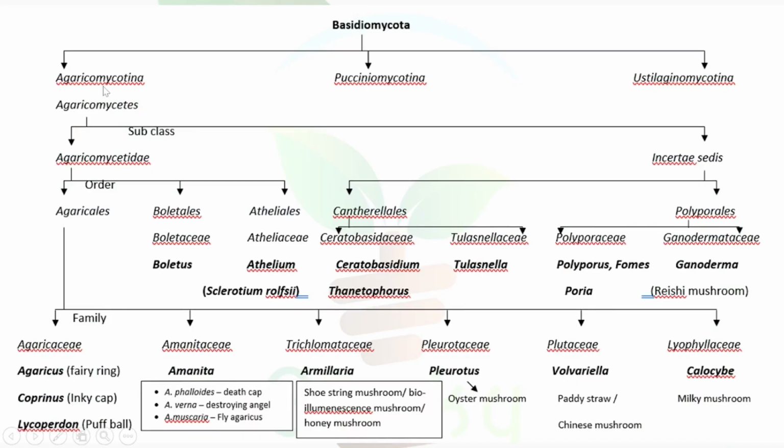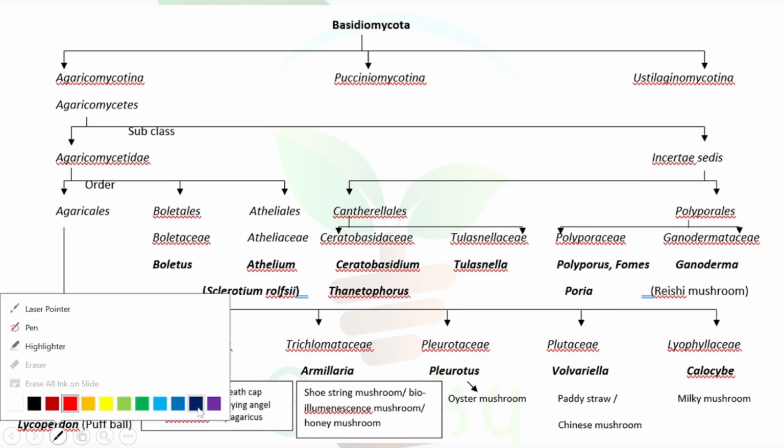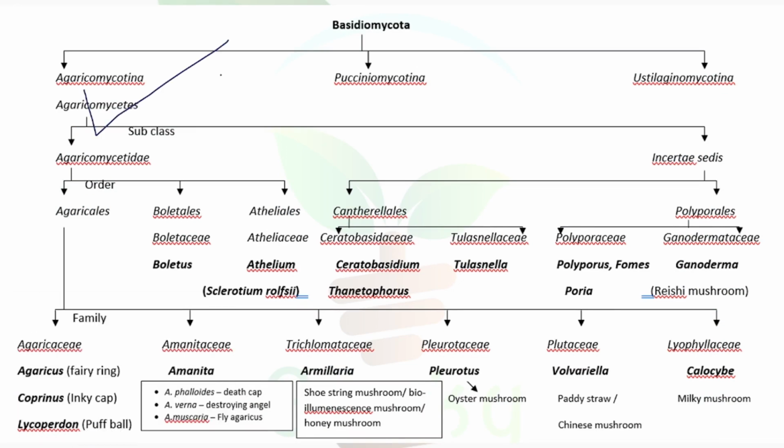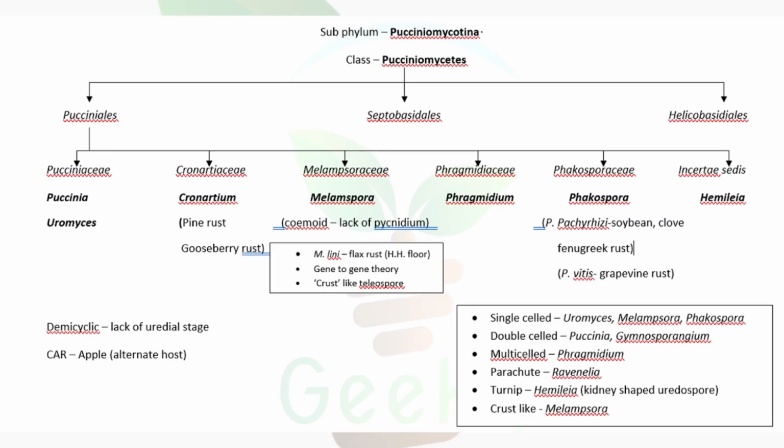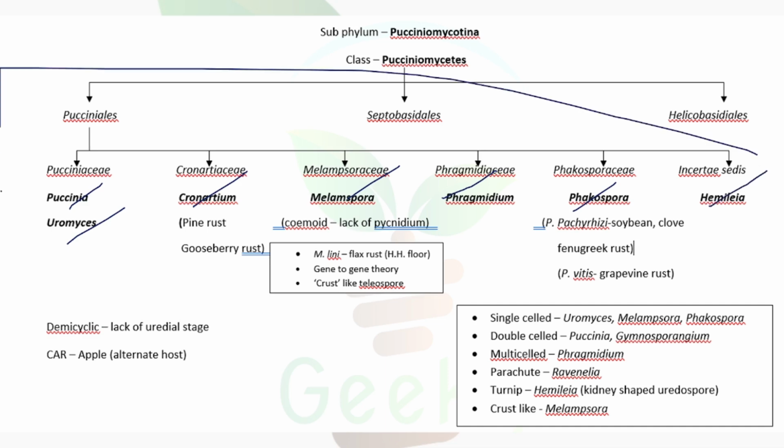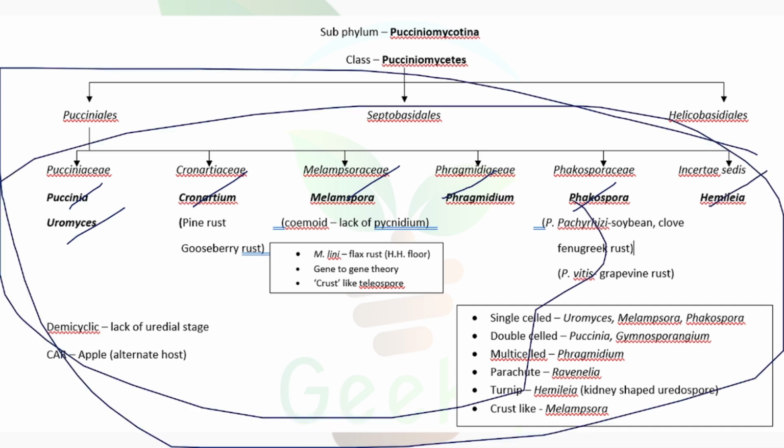This is the classification we might have seen already, like Agaricomycotina, which means all the mushrooms we have discussed combined, right? So today's class is about Puccineomycotina. Mostly the rust fungi come under this. You can take the Pucciniales like Puccinia, Uromyces, Cronartium, Melampsora, Phragmidium, Phakopsora, Hemileia. These all are rust-causing genera.